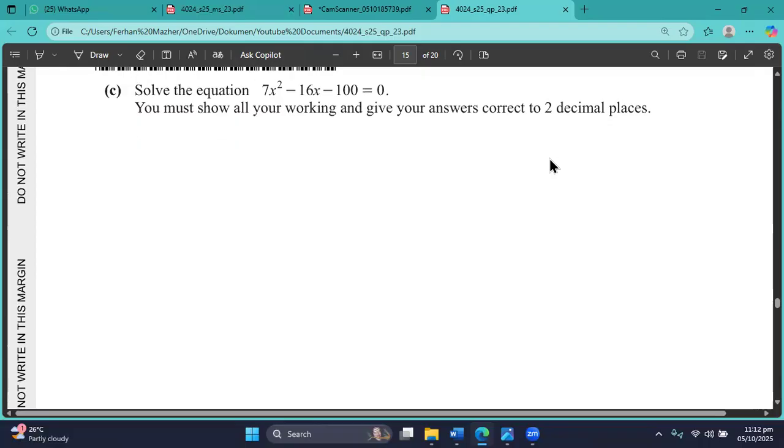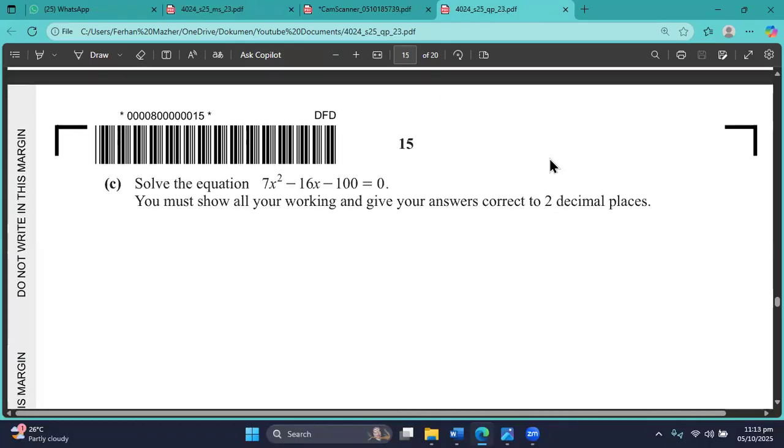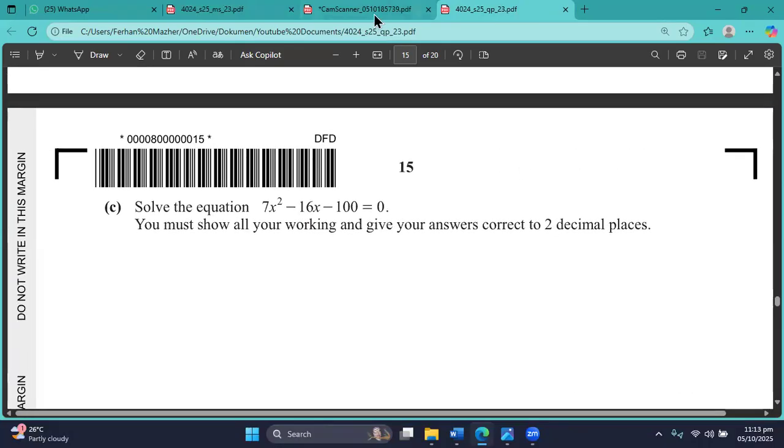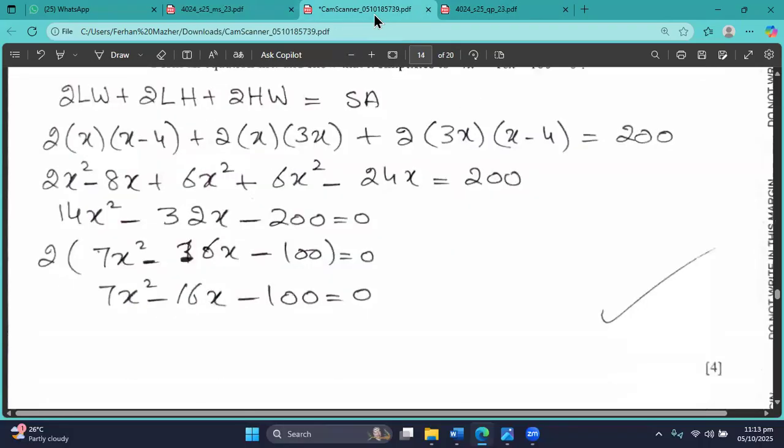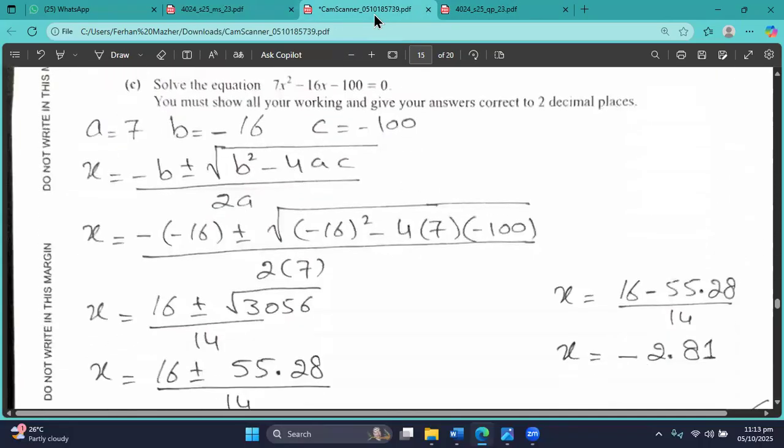It says solve the equation 7x square minus 16x minus 100 equals 0. You must show all your working and give your answer correct to 2 decimal places. Okay, so this is a 3 marks question. So we have to use the quadratic formula and solve it. Very simple. Okay, so here we go.